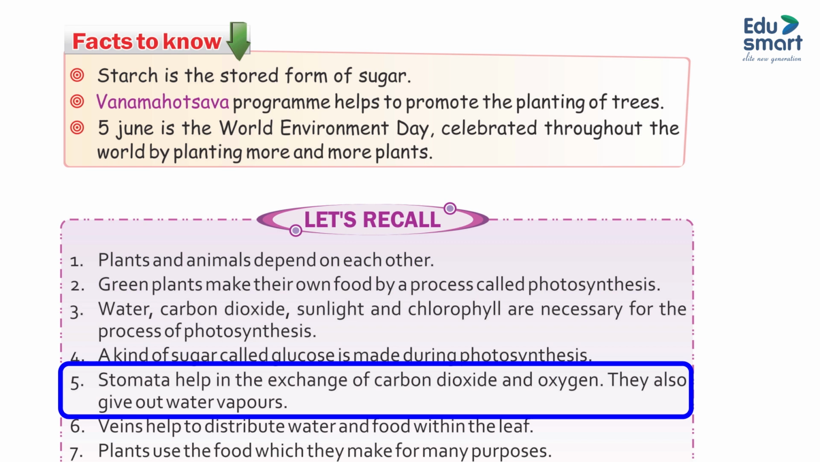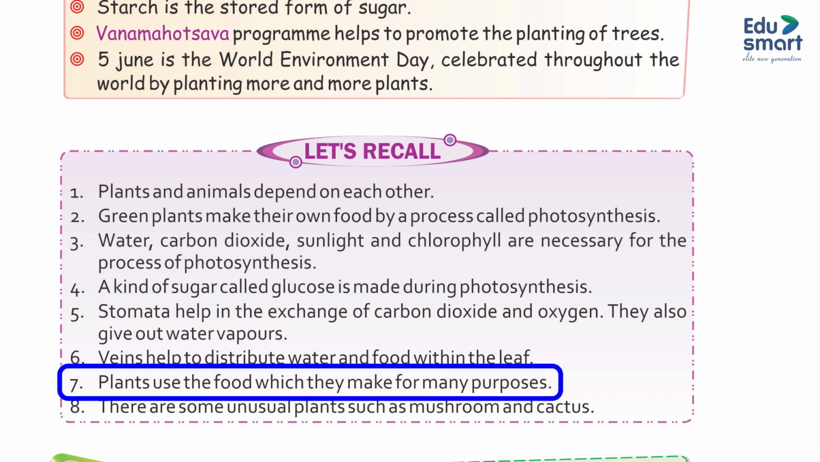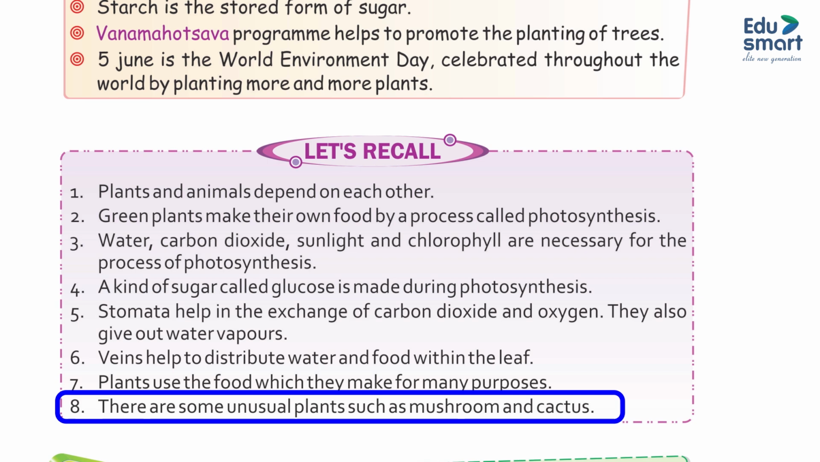They also give out water vapors. 6. Veins help to distribute water and food within the leaf. 7. Plants use the food which they make for many purposes. 8. There are some unusual plants such as mushroom and cactus.